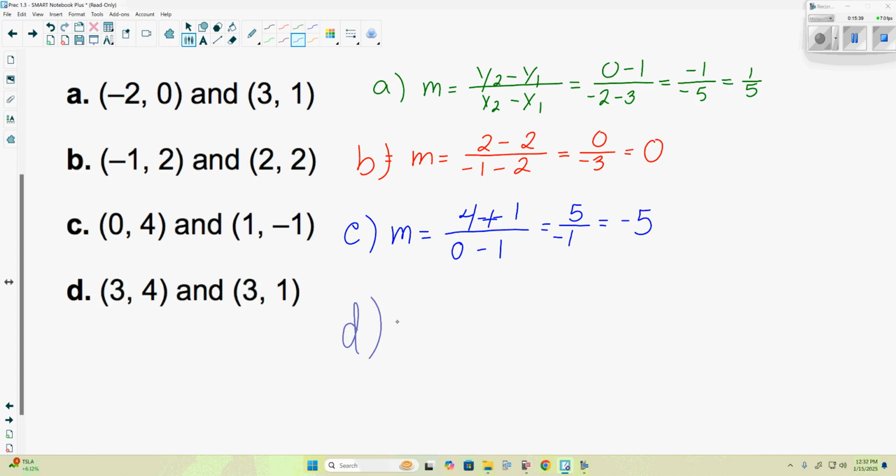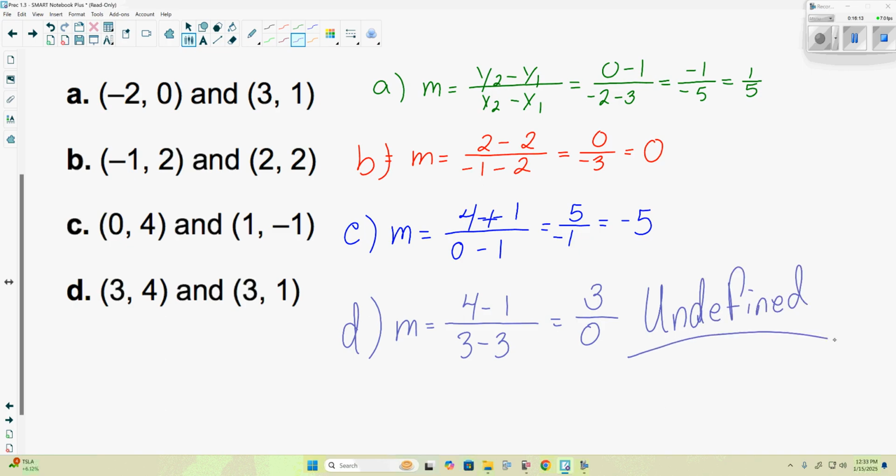We can do this one more time. 4 minus 1, 3 minus 3. 4 minus 1 is 3. 3 minus 3 is 0. What is 3 divided by 0? We can't divide by 0.